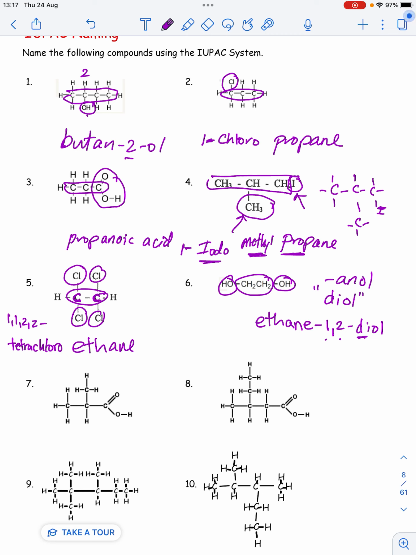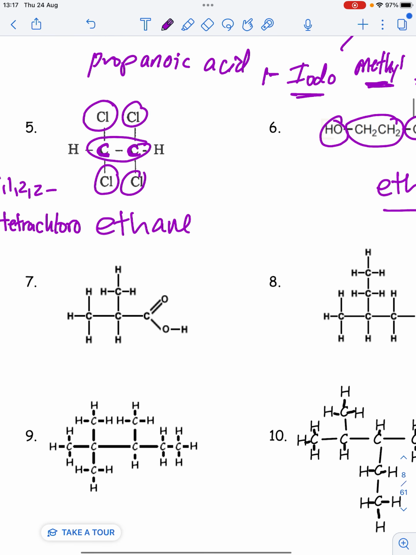So again, let's break it down. I've got a two carbon molecule, ethane, all single bonds. I've got two OH groups, diol, and where are they? They are on the 1 and the 2. So that's the name. Okay, almost there.